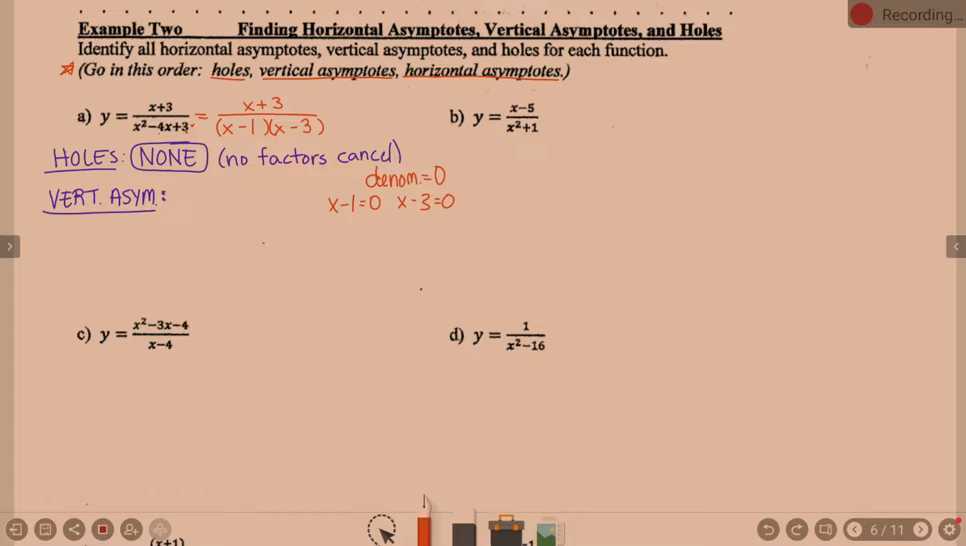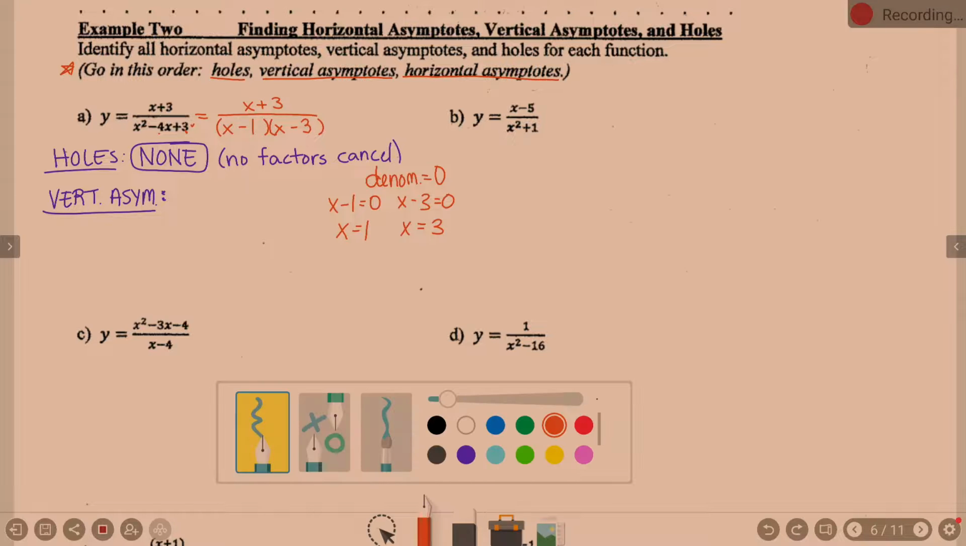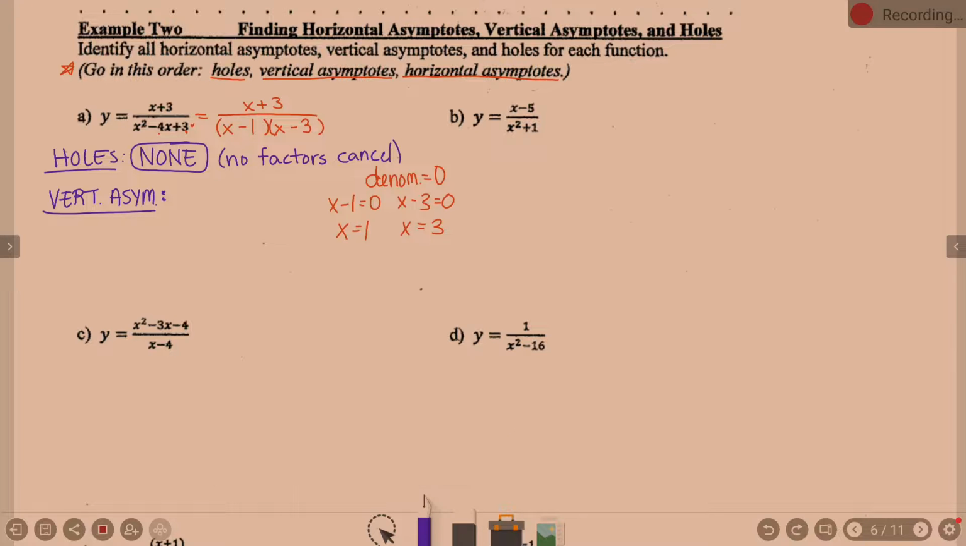No hard math here. How do I solve these? If it's x minus 1, we're going to add 1, right? So if we add 1, this is x equals 1. If we add 3, this is x equals 3. So, what are my vertical asymptotes? X equals 1. X equals 3.